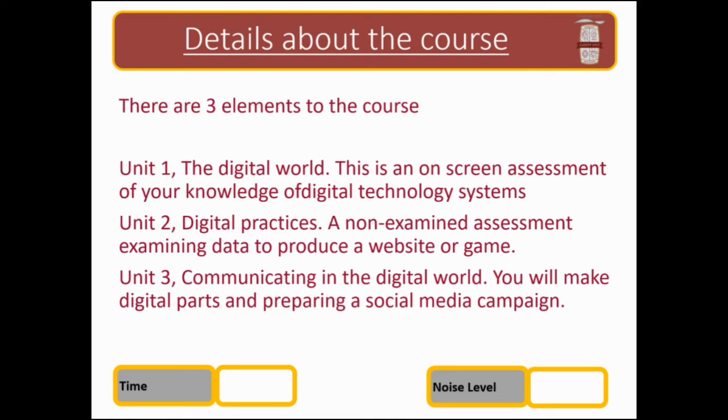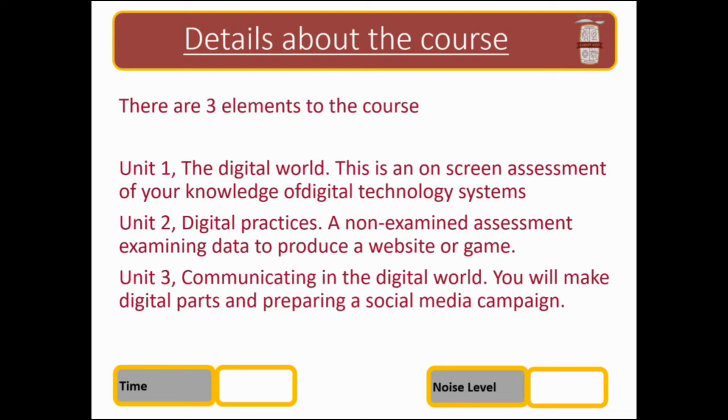Unit 2 is digital practice. This is a non-exam assessment. This is going to be the biggest unit that we carry out, and we're going to start by examining a piece of data, and then we're going to use this information to make a website or a game. It's either or, it's not both.